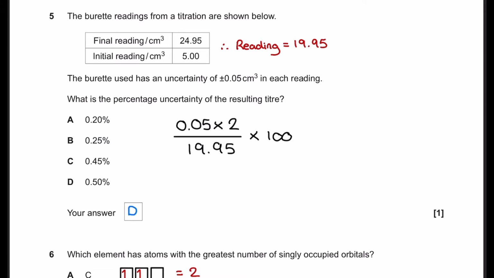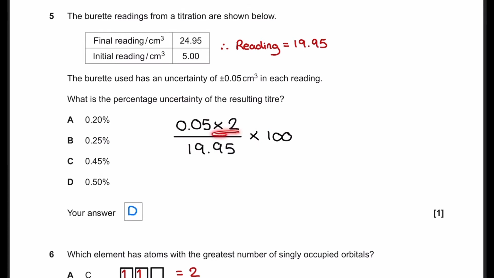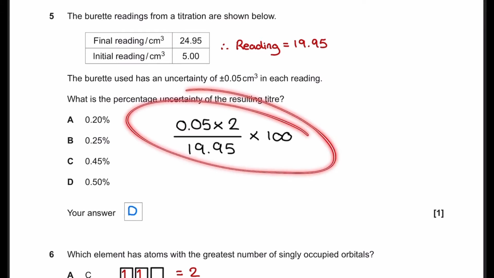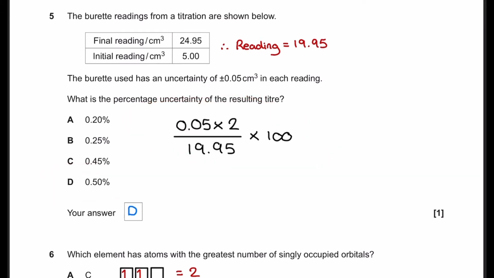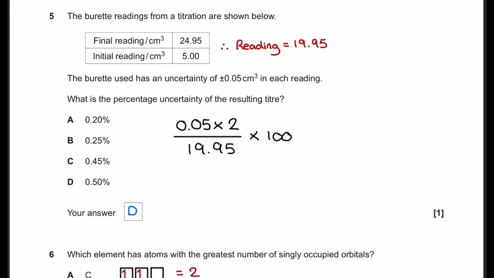So the traditional calculation for this is going to be the plus or minus figure divided by the reading times 100. However, you'll also notice I've got this times 2 in there, and that's because 2 readings were used, so this particular uncertainty was encountered twice, and so I've included that in my numerator. If I perform this calculation, my correct answer is D. Again, you've got some distractors in here, so I'd recommend ignoring them completely and doing the calculation with all your working out shown as normal.